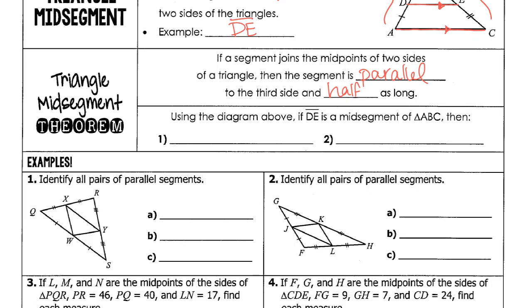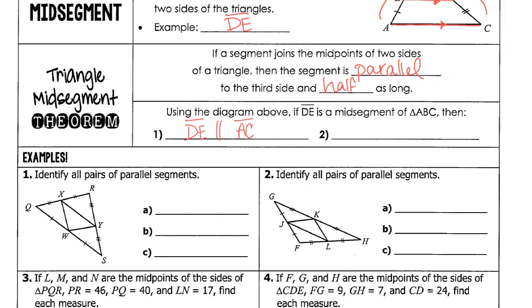So here are the two things that we know then. We know that segment DE is parallel to AC, and we also know that DE is half of AC. Or another way we can write it is AC is twice as big as DE.